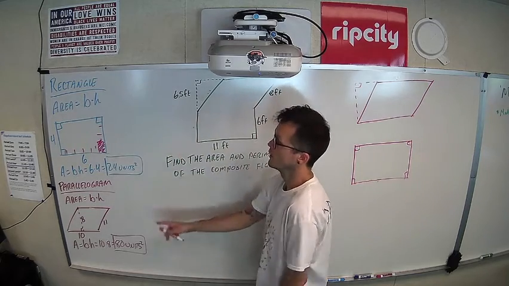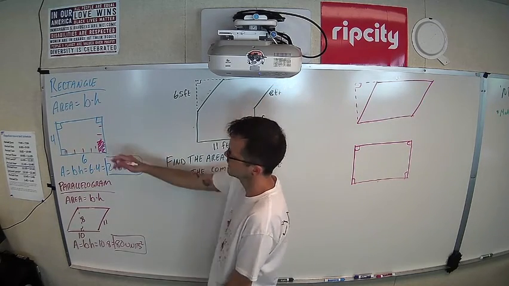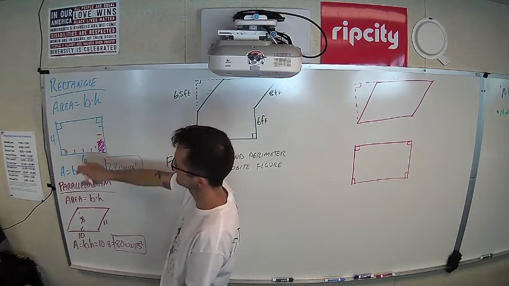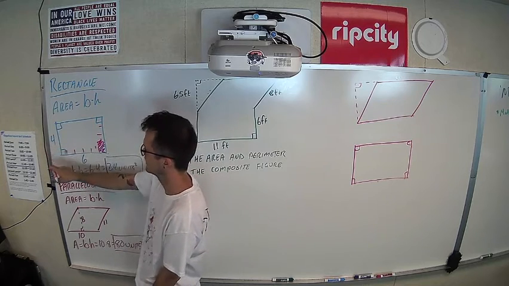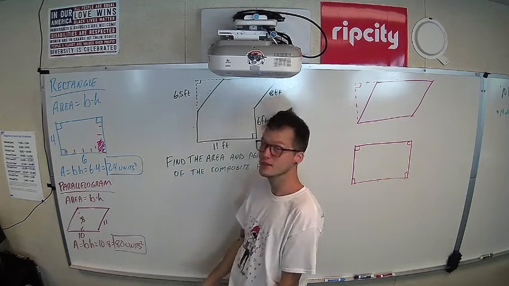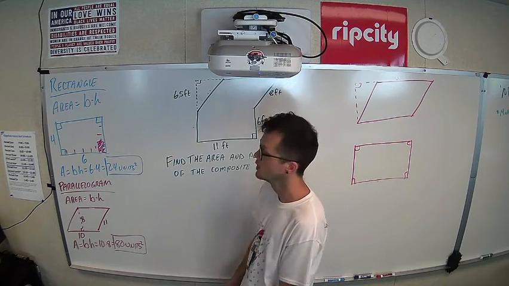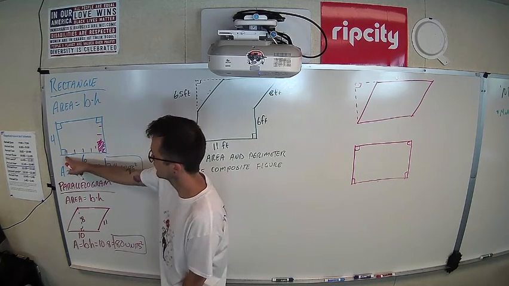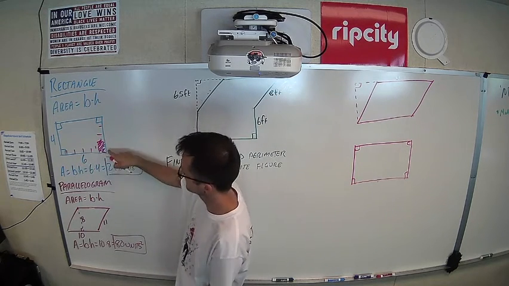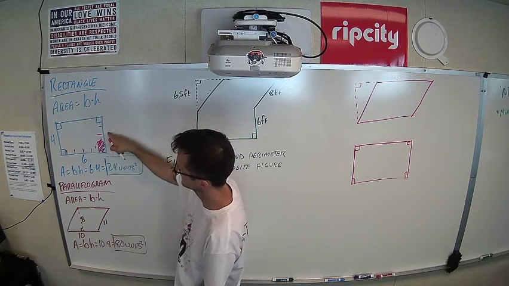Friendly reminder, area of rectangle, area of parallelograms. Area of a rectangle is base times height. So if you have the base, you have the height, multiply them together. This one happens to have an area of 24 units squared. Across the bottom we have 6 equal units. That's how we got the 6. We have 4 equal units up the side. That's how we got the 4.